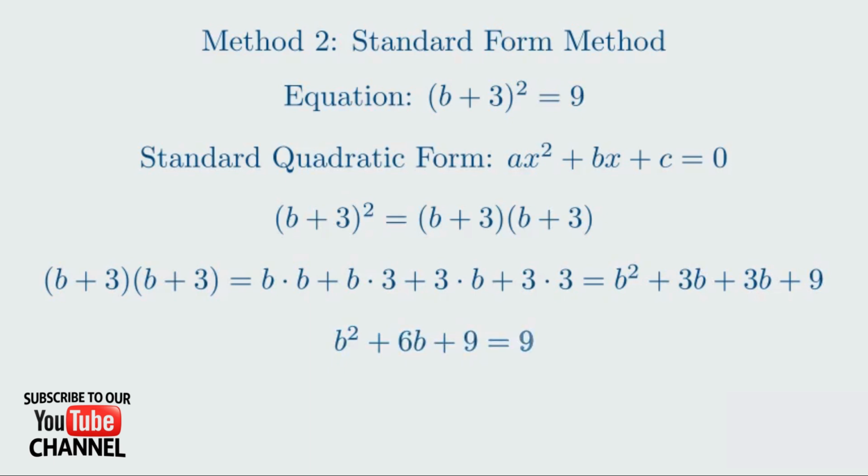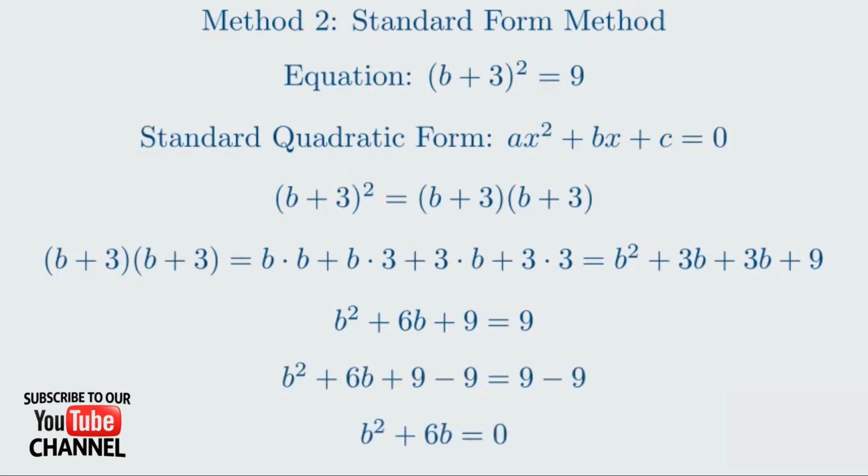Next, we need to get one side of the equation to equal 0. We can do this by subtracting 9 from both sides. When we subtract 9 from both sides, the 9's cancel out, leaving us with b² + 6b = 0. Now we are in a form we can solve. So we've reached the equation b² + 6b = 0. Now we need a method to solve for b. A great way to solve quadratic equations in this form is by factoring.